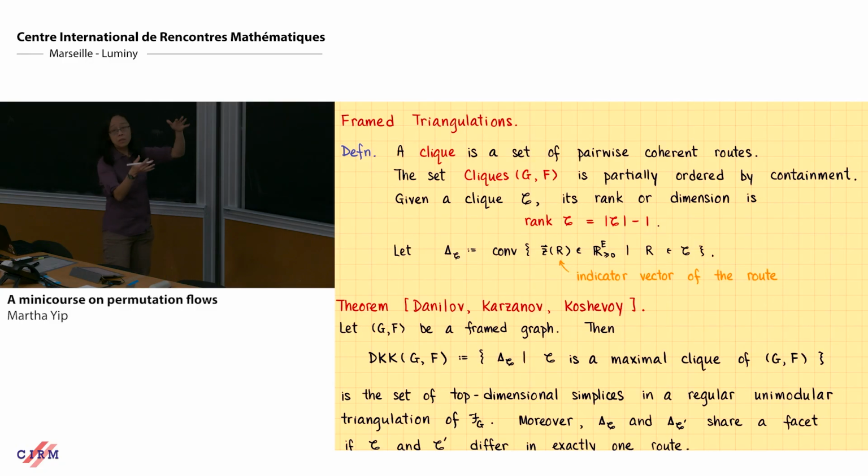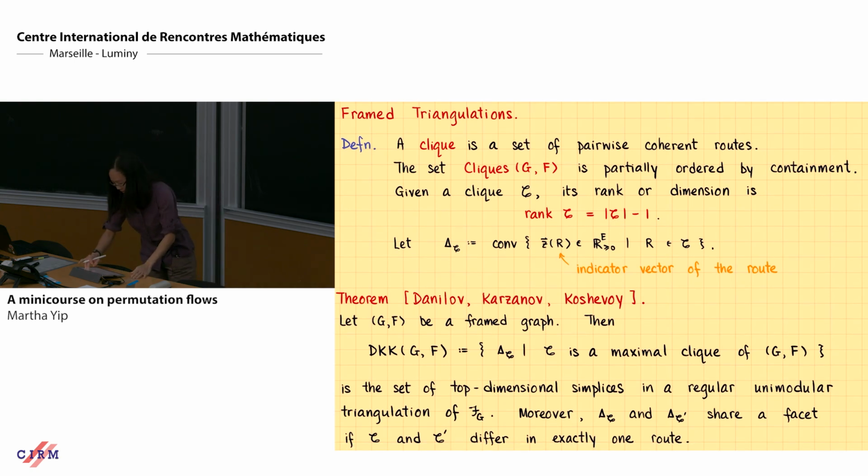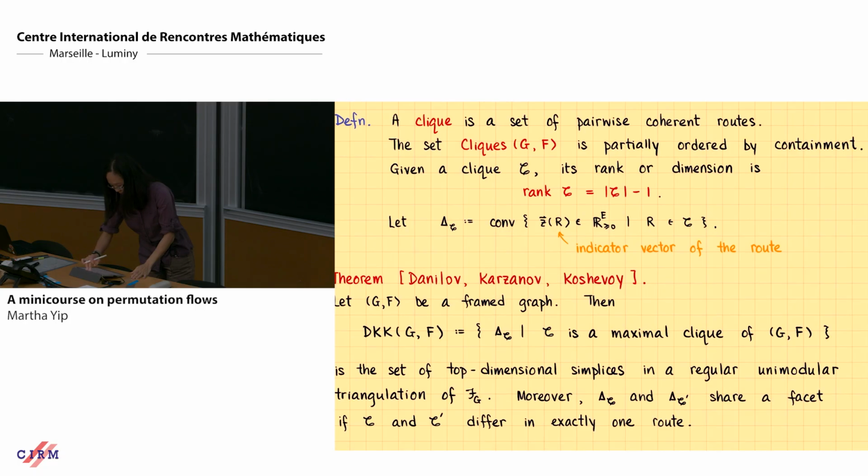So now C, a clique, I have a bunch of routes. They're all coherent. And so for each of them, I just look at the characteristic vector, sometimes called the indicator vector. So a route is now a point in R to the E space. Take the convex hull of that, it defines a simplex. Or, well, it will define a simplex.